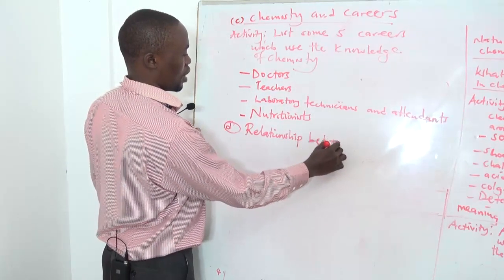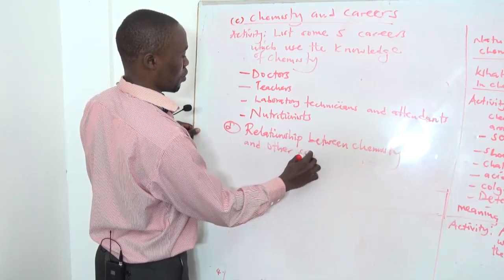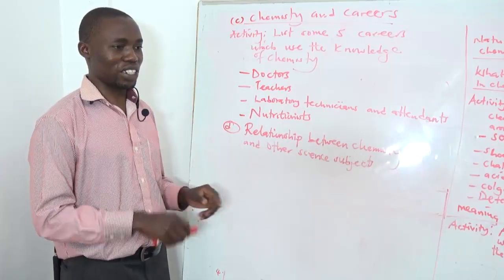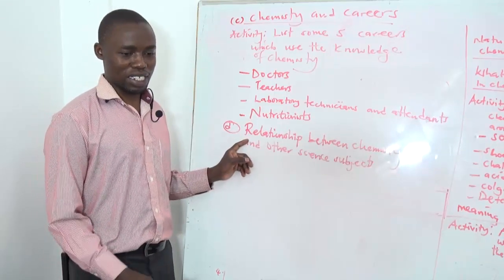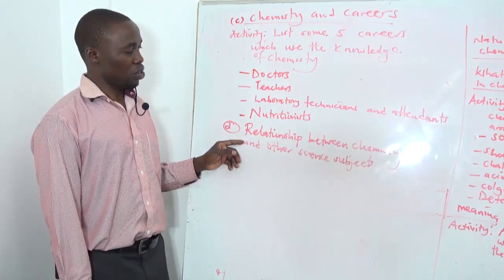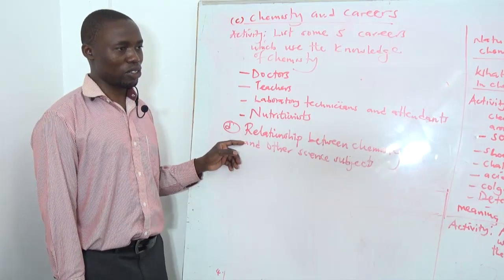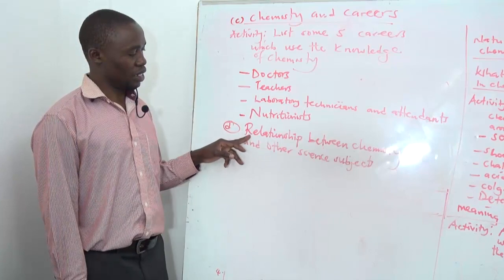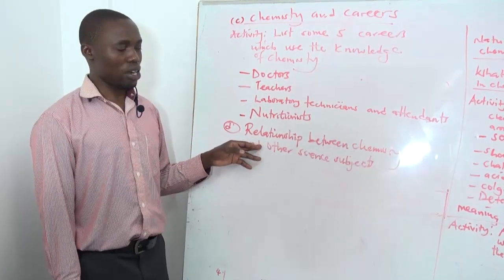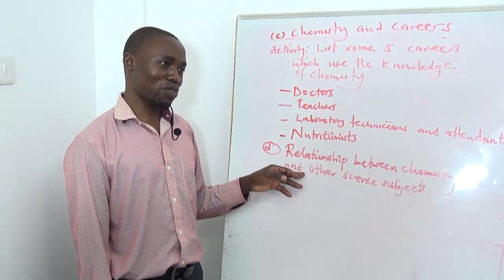Relationship between chemistry and other science subjects. Have you put down that subheading? Relationship between chemistry and other science subjects. Now, as a reminder, when we first started the lesson, you reminded me that science in primary dealt with some 3 other subjects, not so? But you didn't give me the definition of what science meant. Can I receive a definition of science first?